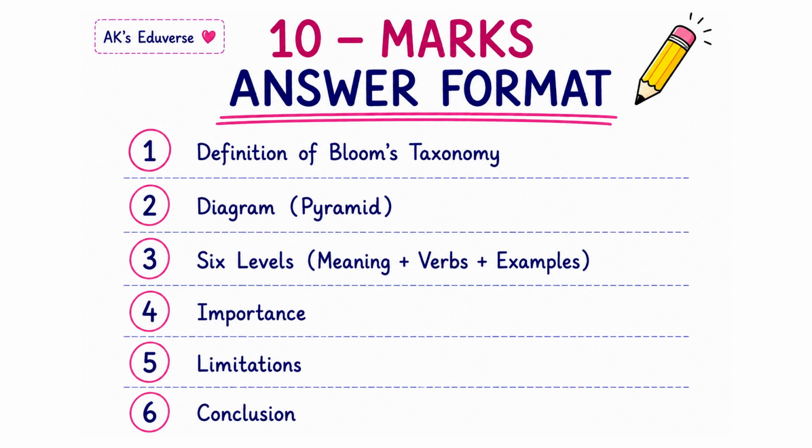Next, after jotting down all the 6 levels, you have to write about the importance. Mention how Bloom's taxonomy helps in lesson planning, setting learning objectives, assessment, higher order thinking, and student-centered learning. Next, limitations. After the importance, mention a few limitations like learning is not always sequential or it may not suit every learner. So அந்த மாதிரி few points கொடுத்துடணும். Then finally, write a short conclusion. Always end a 10-mark answer with a few lines of conclusion. Conclude in 2 or 3 lines by saying that Bloom's taxonomy helps teachers develop effective learning experiences and improves student thinking skills. அந்த மாதிரி ஒரு few points கொடுத்து முடிச்சிடணும்.